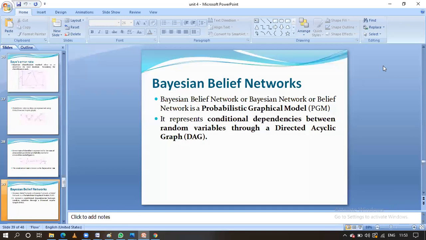Yes. Okay. Now we are in the Bayesian belief network. Previously we have discussed Bayesian classification. To represent the Bayesian belief network, we are going to use a directed acyclic graph. In this directed acyclic graph, the conditional dependencies between the random variables are represented in graphical form.